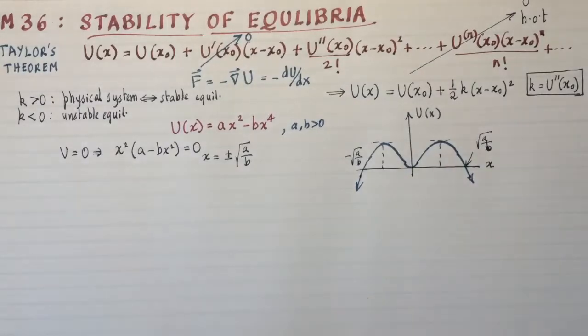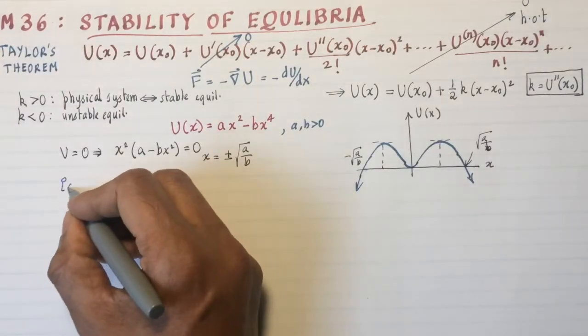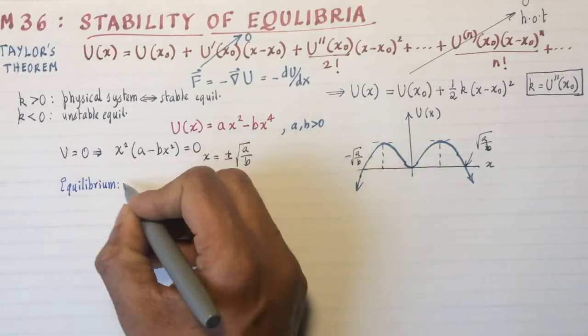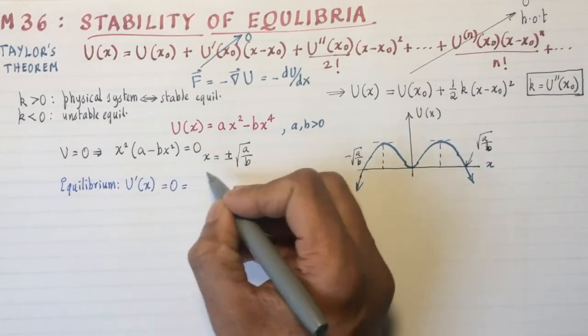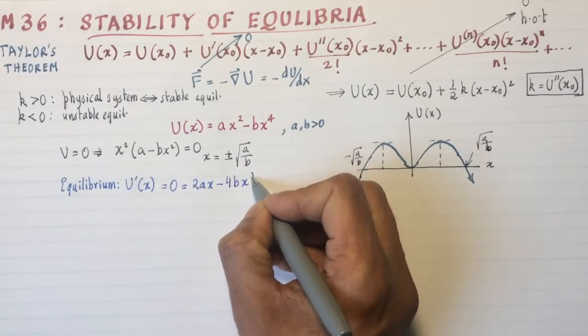Now what about these points where it achieves its local maximum? That can be found by setting the first derivative equal to 0, and that is how you find the equilibrium set. So for equilibrium, you demand that the first derivative U prime of x equal to 0, and that's going to be 2ax minus 4bx cubed.